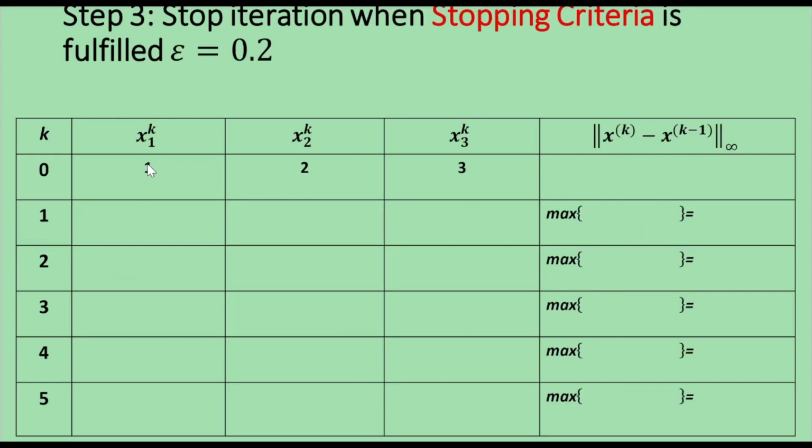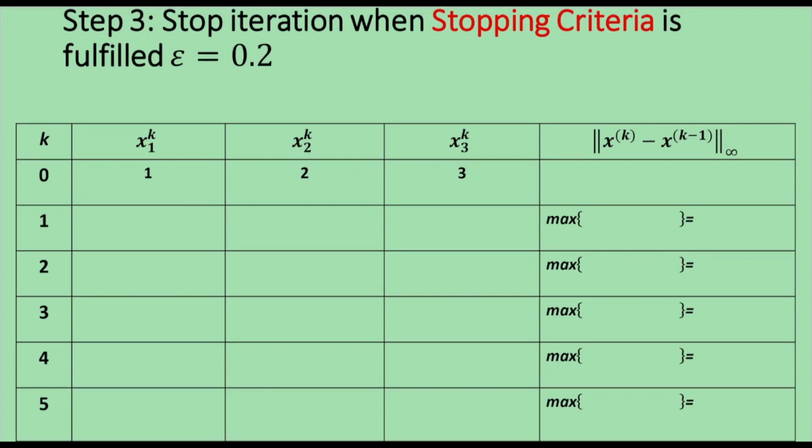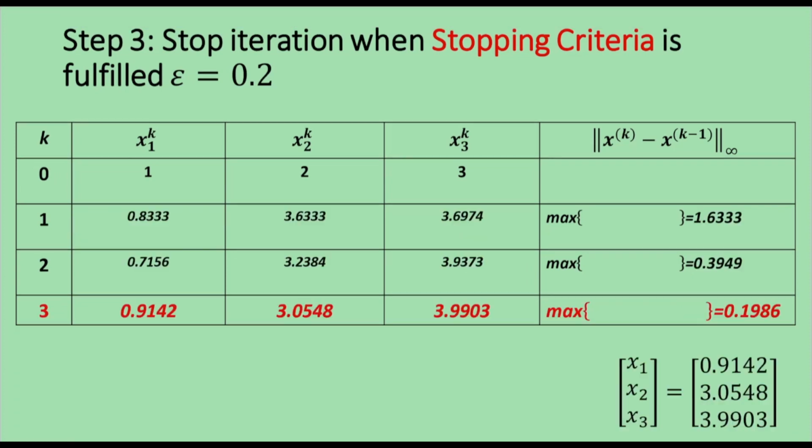And look, I have written the initial values as 1, 2, and 3. So the new value of x1 will be 1 over 12 multiplied by 1 minus 3x2, so 3 times 2, plus 5x3, 5 times 3. Okay, and you would use your calculator and continue the iteration by yourself. Okay, and you would get the values here.